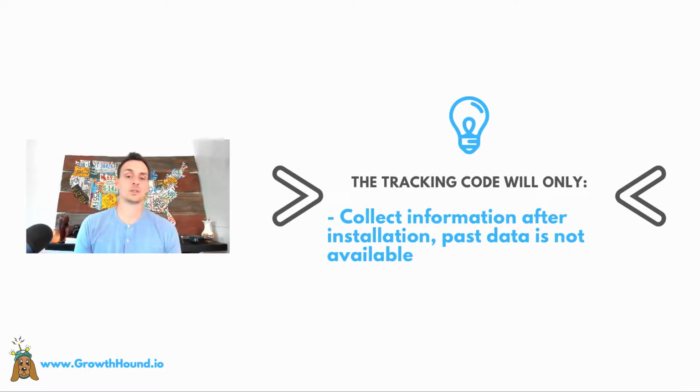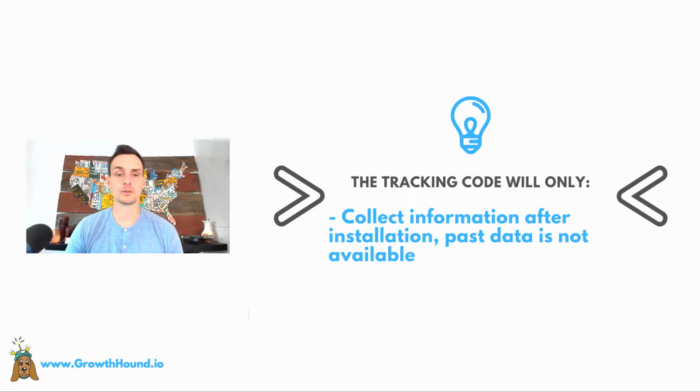So what will this tracking code get you? It will only collect data after you've installed it on your application, and you can verify this in your Google Analytics account after you've installed it, because you'll begin to see data coming in, both real time and other pieces of data. But know for the certification exam that past data before the tag was installed is not available. So it only begins collecting data once that tag is installed on the website.